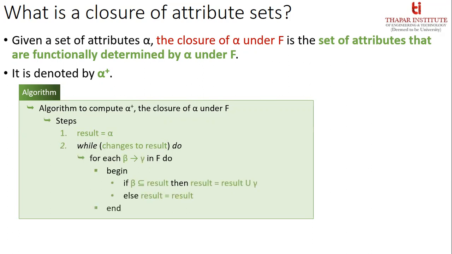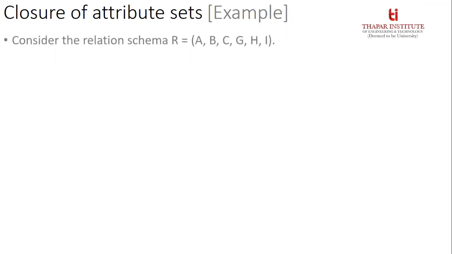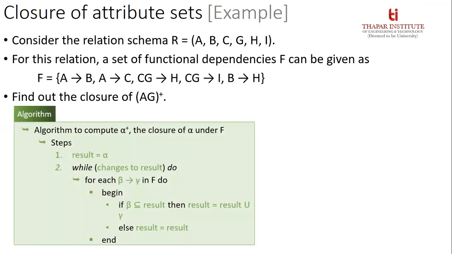You can see this is an example given here. Now I am applying this algorithm on this example. This is a relation given, and these are the FDs given. Now you have to identify the closure of AG. For a particular set of attributes, you have to identify the closure. Whenever you identify the closure, you can also determine the dependencies.